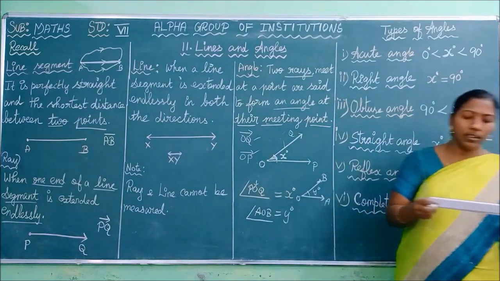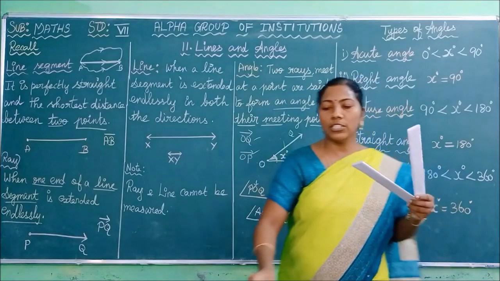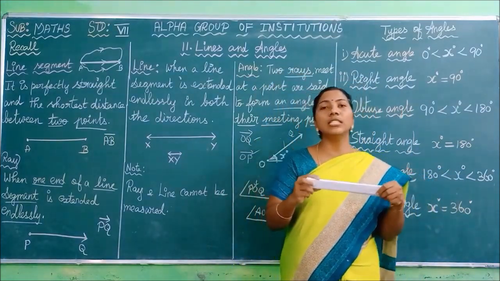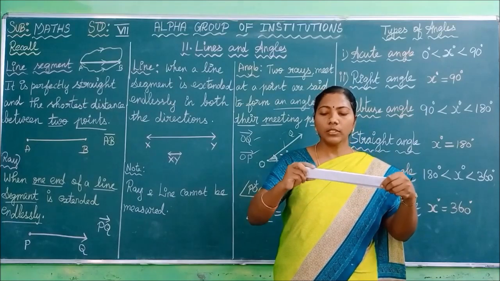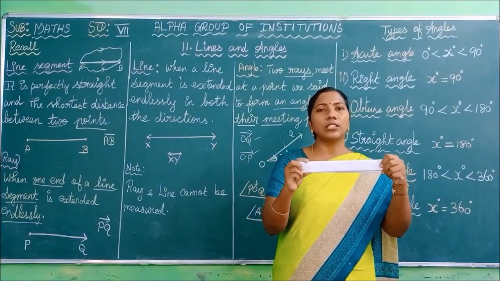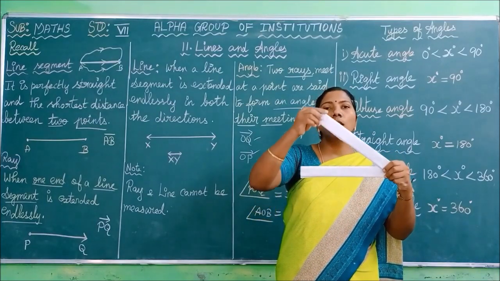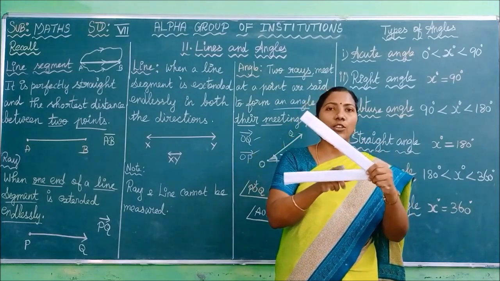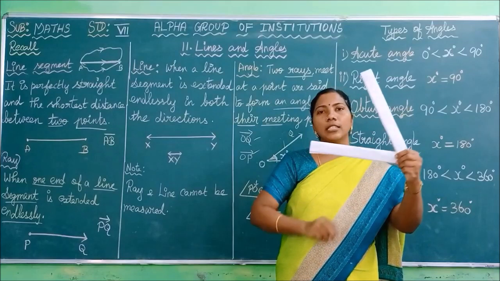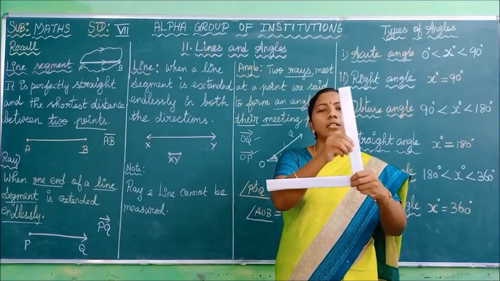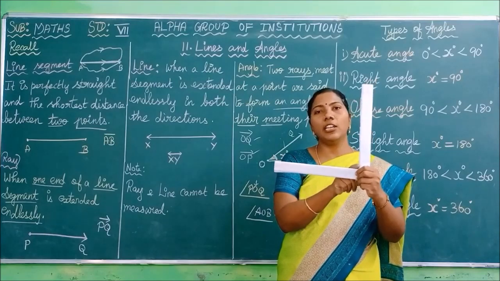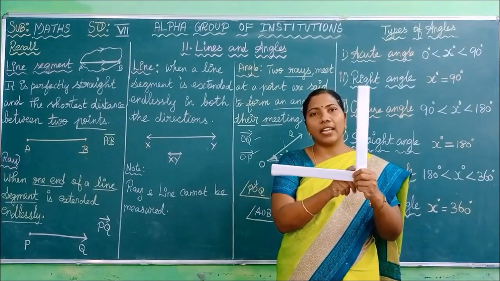See here, children. This is an instrument which is called the angle tester. What is the name of this? Angle tester. Now the angle is 0 degree. What type of angle is this? Yes, this is an acute angle. Now it is also an acute angle. See here, what type of angle is this? It is an angle equal to 90 degree, so it is a right angle.